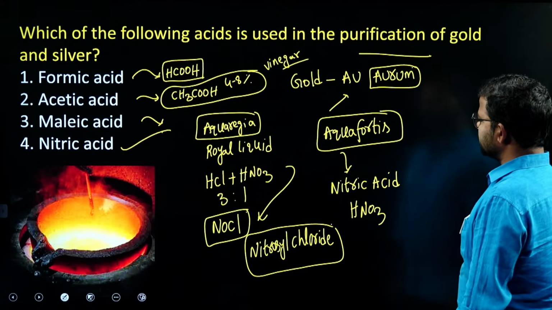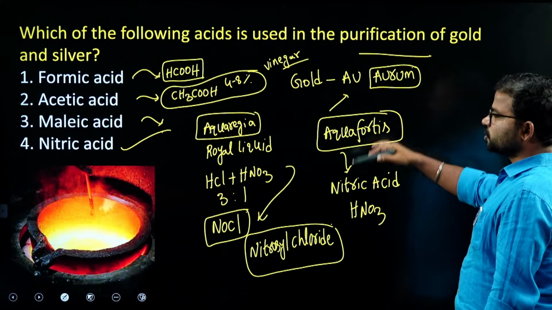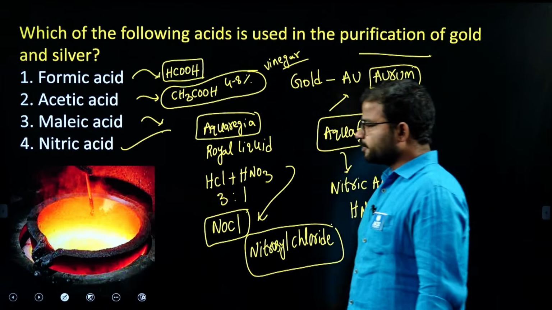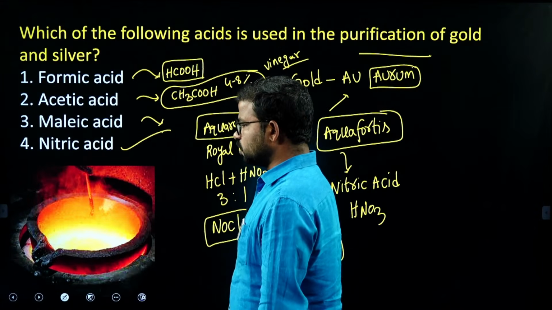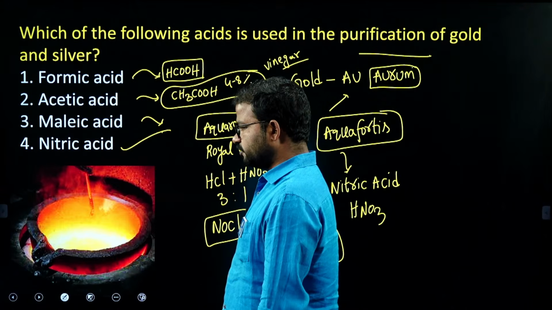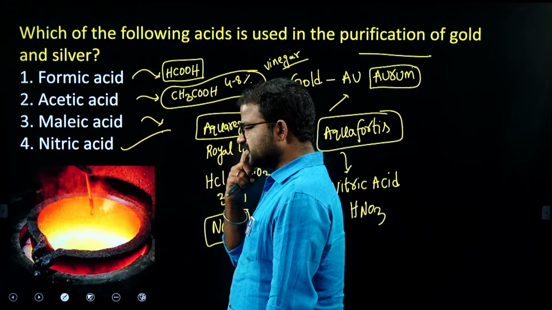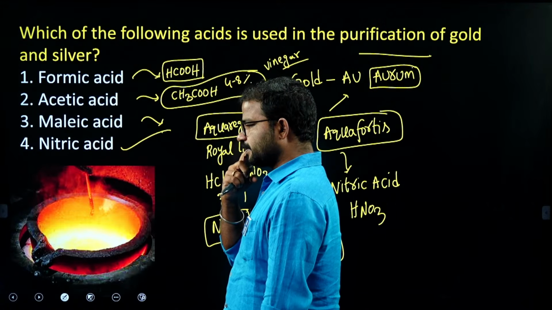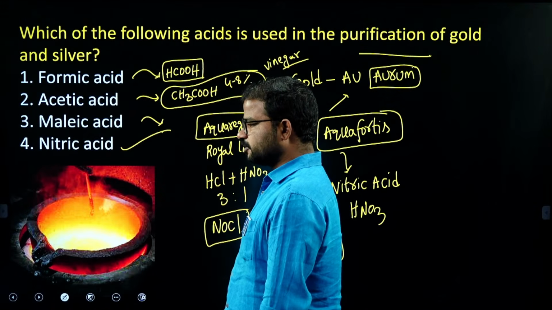Okay, right. So next, here we have only 2 chemicals. One more chemical is also there. By using that chemical also we can easily dissolve gold. What was that? Anyone? What is the name of the chemical?